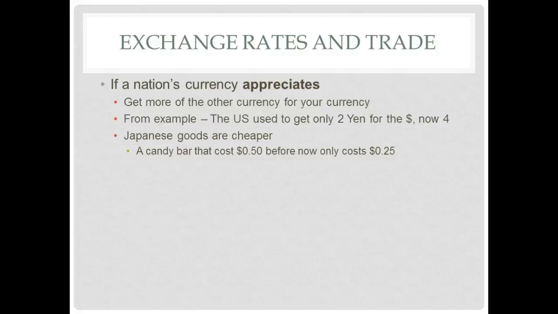Now, what does that mean? The consequence of that is very important. It means that our imports are going to increase. United States imports are going to increase because all of Japanese goods are cheaper. Now, that also consequently means the opposite, that US goods are now more expensive.